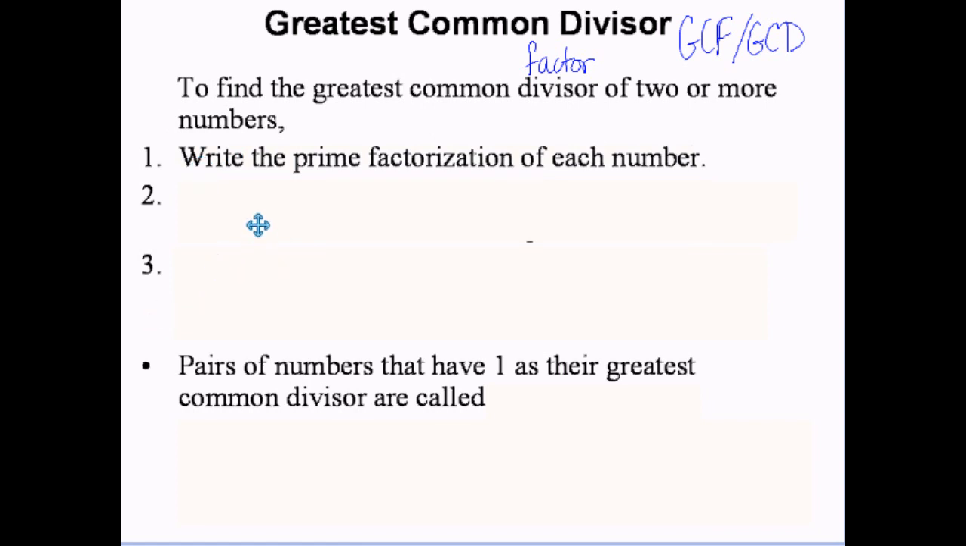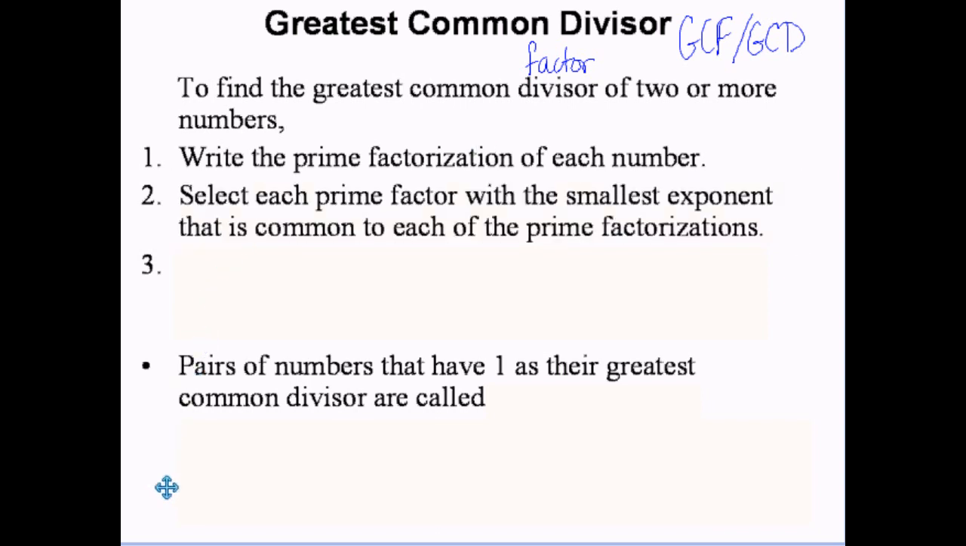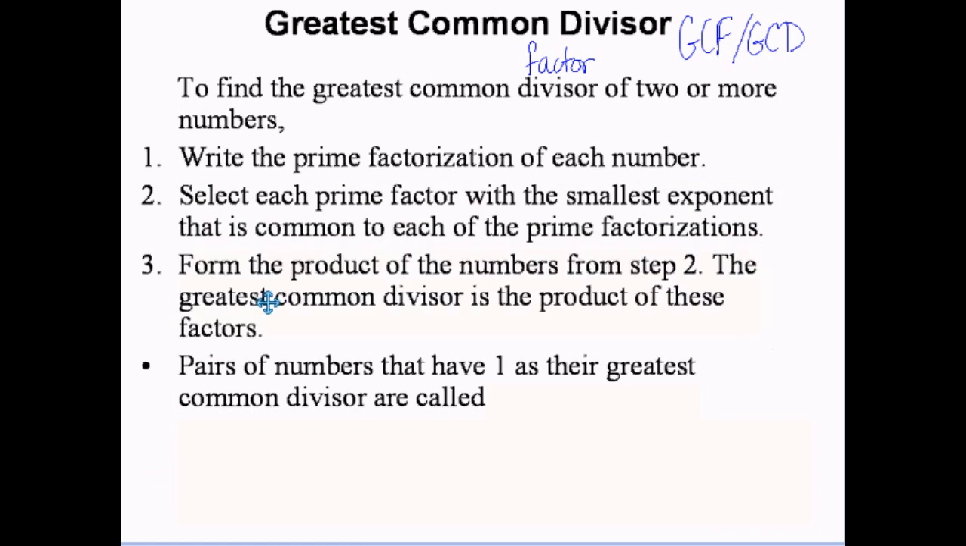We write the prime factorization of each number. So you do a factor tree. You select each prime number with the smallest exponent that is common to each of the prime factorizations, and then you form the product of the numbers from step 2, and that will give you the greatest common divisor. I'm going to show you this, and it might be more beneficial rather than writing this down to just see it in action. And then if you want me to pull this back up, I will.